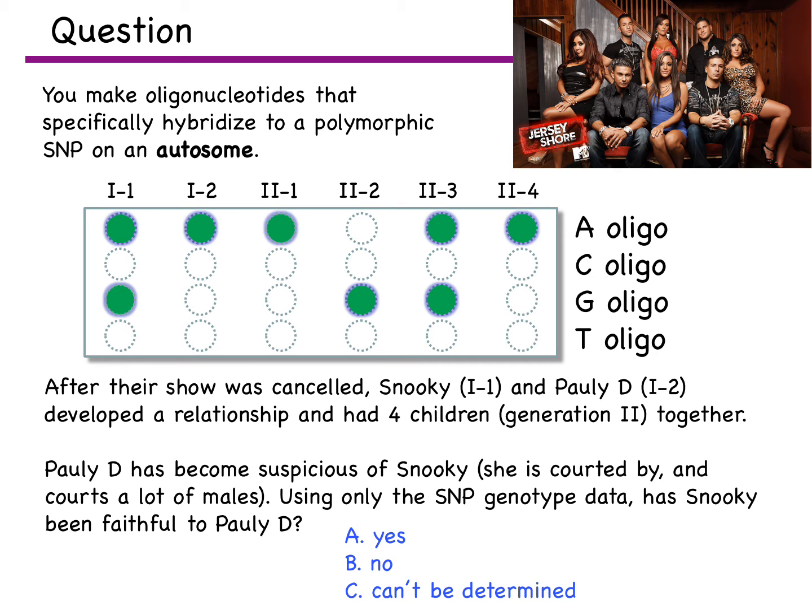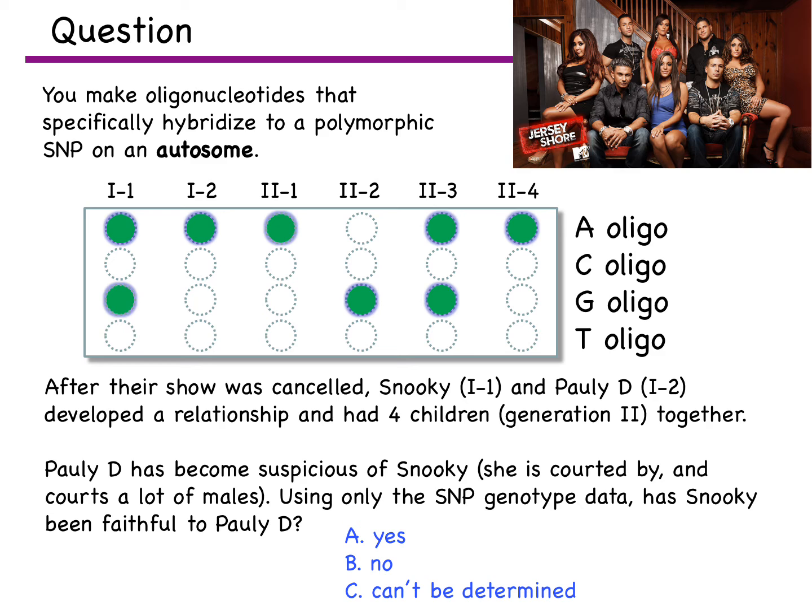And so here's the setup. This is the result of the hybridization, but here's the setup to the question. After the show was canceled, Snooki, individual 1-1, and Polly D, individual 1-2, developed a relationship and had 4 children, which is generation 2. They had 4 children together. Polly D has become suspicious of Snooki. She is courted by and courts a lot of males. Using only the SNP genotype data, has Snooki been faithful to Polly D?